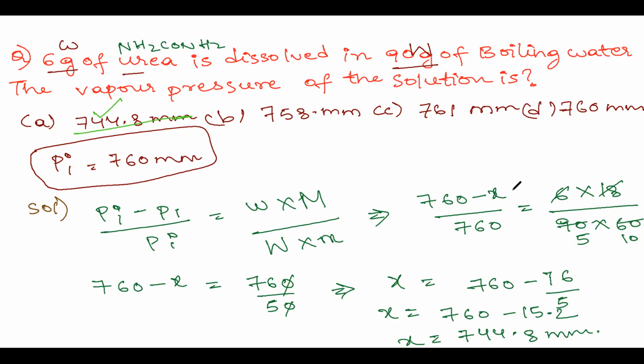What is the difference in this question is they will not give boiling point. They will not give vapor pressure of the solution. That is water solution. Always vapor pressure of water is 760 mm of Hg, because it is taken as atmospheric pressure. 1 atmosphere is equal to 760 mm. So vapor pressure of water solution is 760 mm.